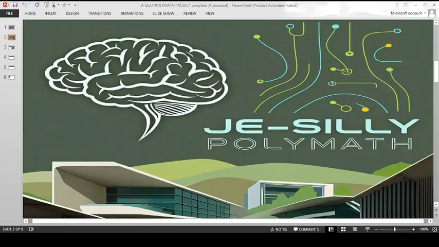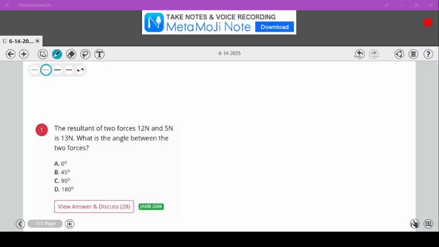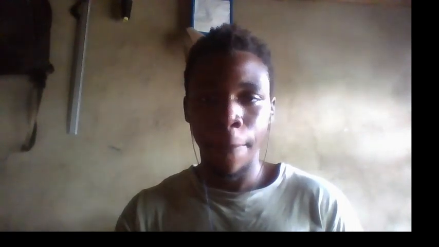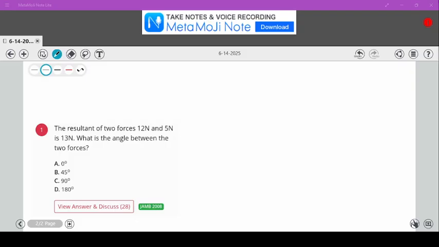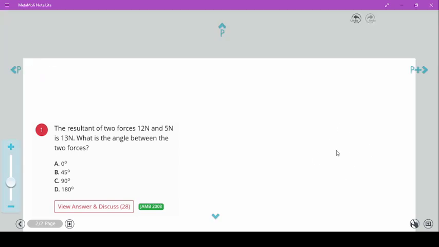So, without wasting much of our time, I would like us to go into this particular problem which I've seen, and let's discuss it. All right, guys, so this is it. The question comes from vectors, and we're going to see how much we would be able to do with it. They said the resultant of two forces, 12 Newton and 5 Newton, is 13 Newton. What is the angle between the two forces?